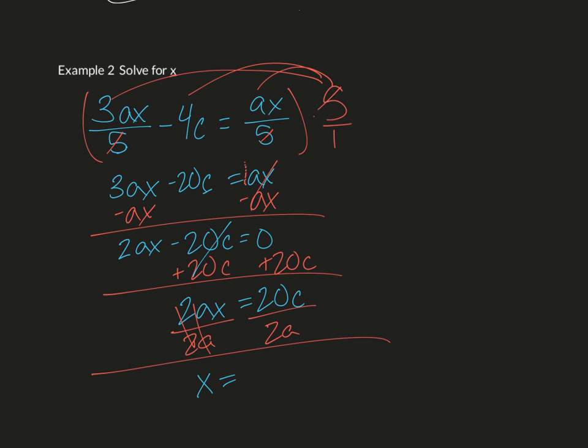Now on the other side, you want to see if anything actually will cancel out. I notice 20 over 2, that's actually 10. The c on top has nothing to cancel with, and the a on bottom has nothing to cancel with. So I actually would end with x equals 10c over a.